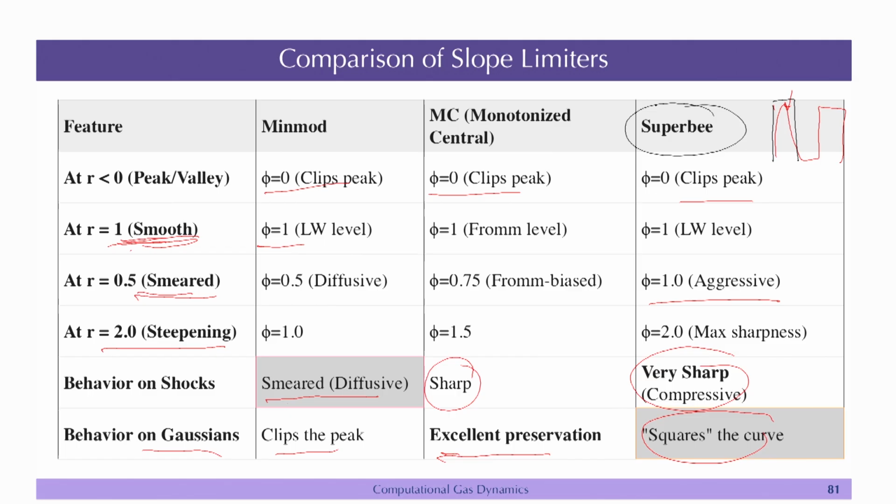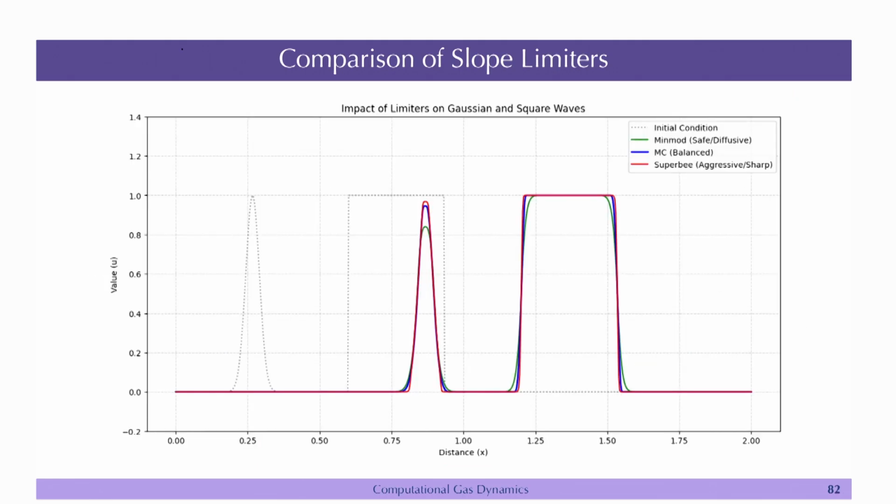This is a very sharp limiter. Even the Gaussian wave, it treats like a discontinuity. And this is how the behavior will look like. So, the same problem that we discussed earlier, it is just being convected with the expression u t plus c u x equal to 0, and this is initial Gaussian and then initial square wave, and you can see the min mod gives you some dissipation.